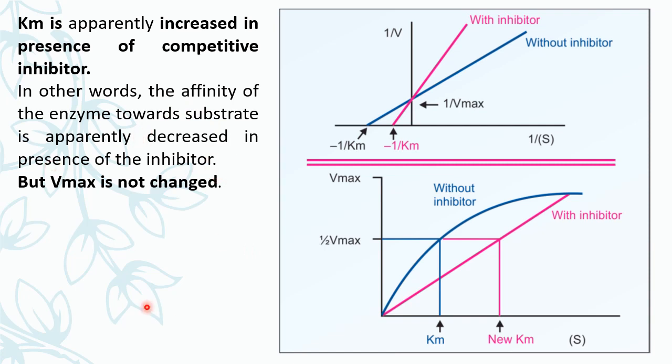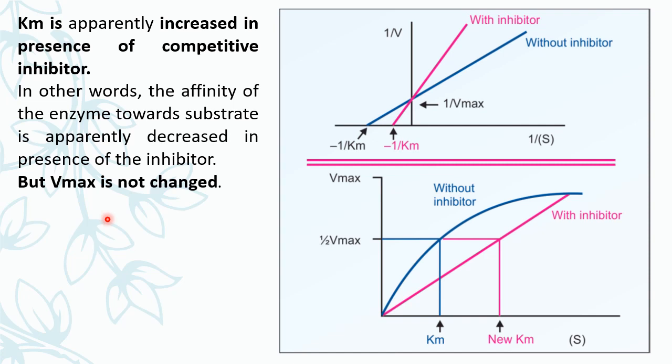But what will be the effect on Vmax? We already know that if we increase the substrate concentration, the enzyme will saturate with the substrate and the reaction can occur at its maximum velocity. So Vmax remains unchanged. Vmax is not changed because by increasing the substrate concentration, we can overcome the inhibition. So Km is apparently increased because much more substrate is required to saturate the same amount of enzyme, meaning the affinity of the enzyme towards substrate is apparently decreased. So Km is apparently increased, but Vmax remains unchanged. Please remember this.